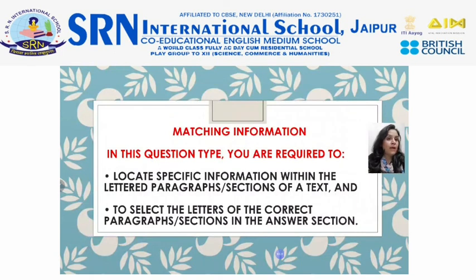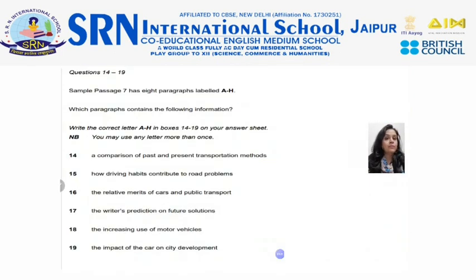Now let's see a format of this particular question. So here you can see that questions 14 to 19 say that sample passage 7 has 8 paragraphs labeled A to H. Which paragraphs contain the following information? Write the correct letter in the box 14 to 19 on your answer sheet. You may use any letter more than once. So these are the set of questions, and then you have to label them according to the paragraphs. So I hope till now all the typology of questions are very clear to you.